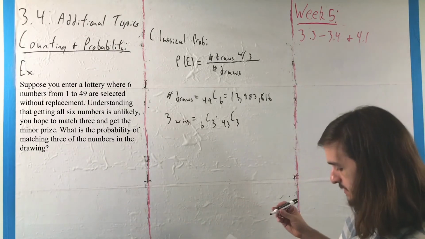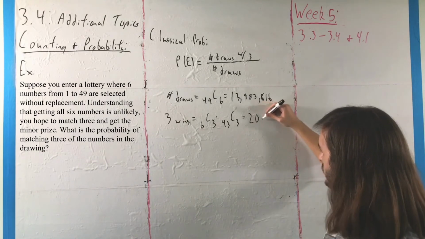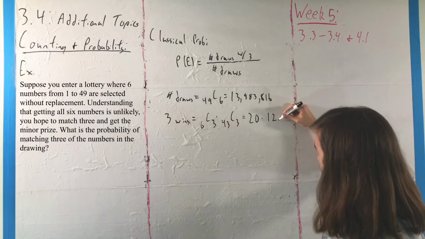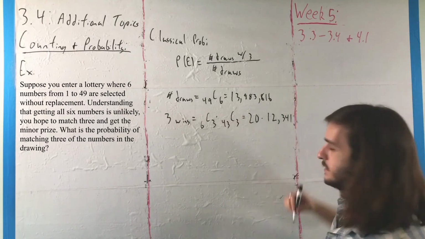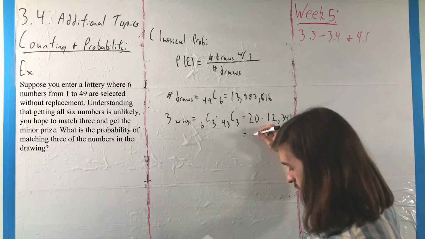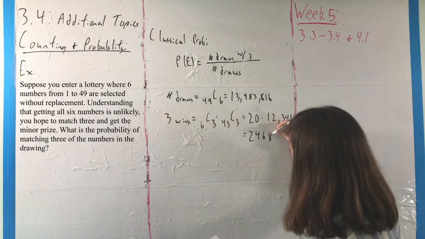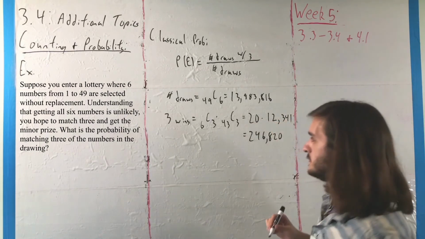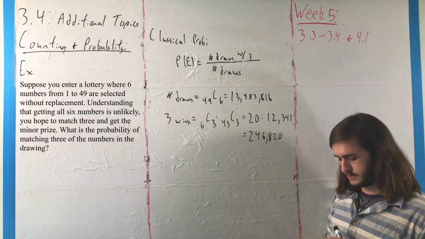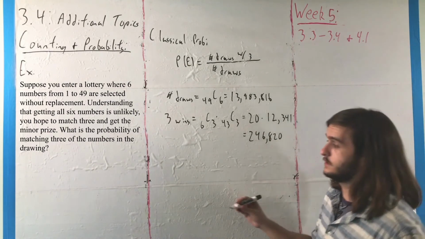Where if you multiply these together, you will get 20 for 6 choose 3, multiplied by 12,341 for the remaining 3, and that will give you 246,820 total ways to get exactly 3 winning numbers. You might think to yourself, hey, that's a lot of numbers, but bear in mind what we're comparing it to.